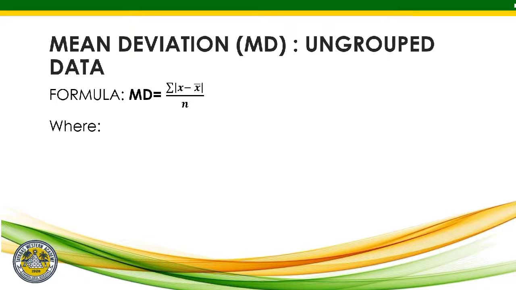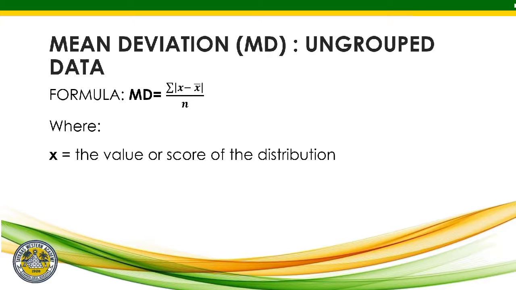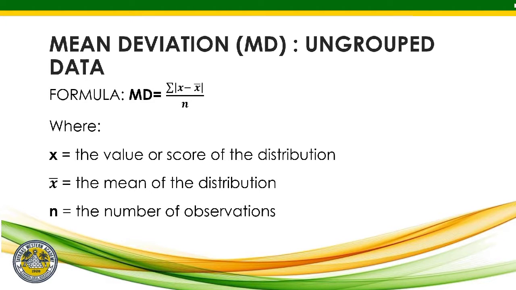Let's find the mean deviation for the ungrouped data. The formula that we're going to use is: mean deviation equals the summation of the absolute value of x minus the mean, all over the sample size. When we say x, that is the value or score of the distribution, then we have the mean of the distribution and the number of observations.